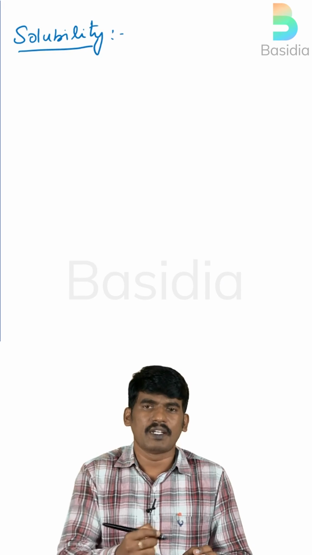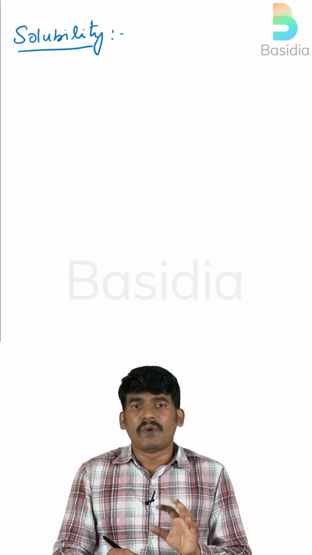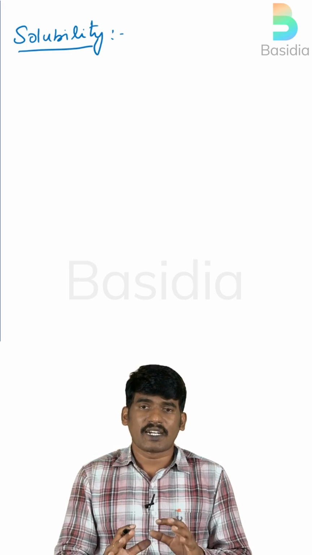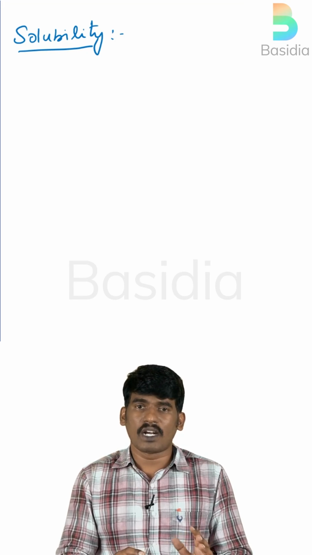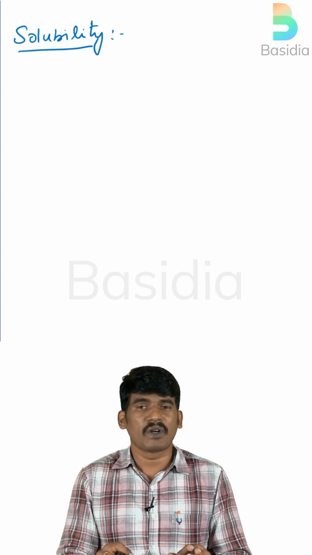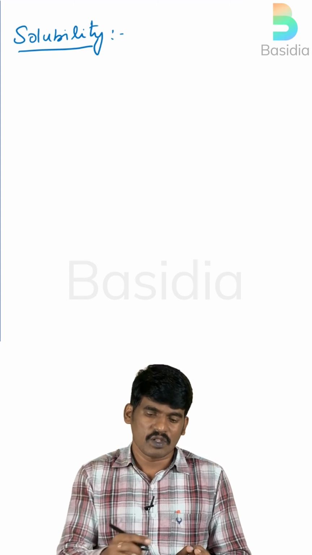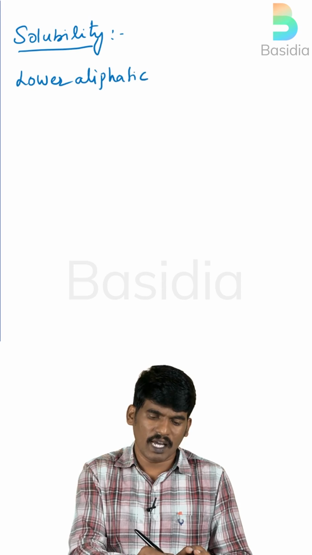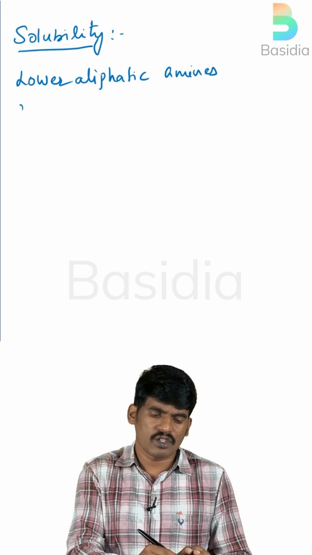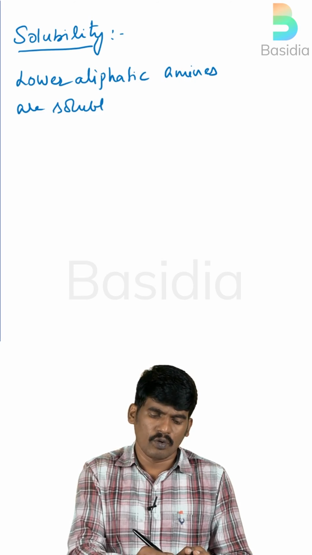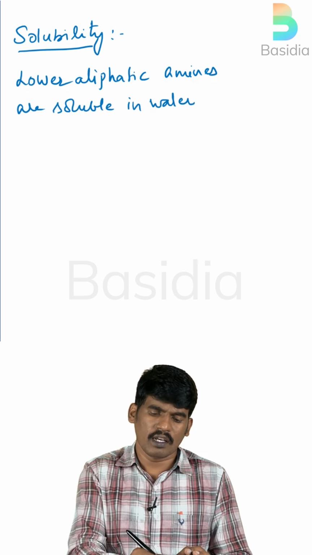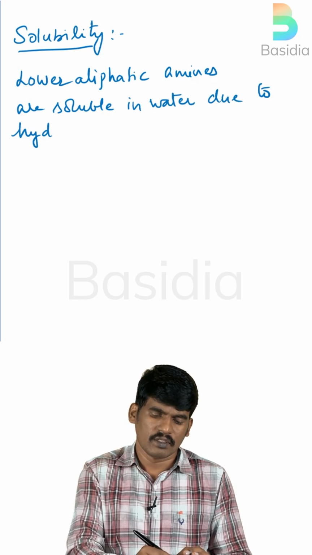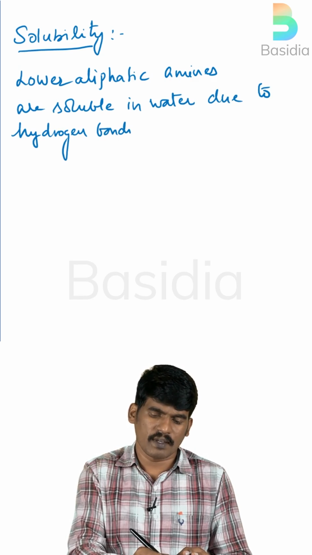Organic compounds, being covalent, are generally insoluble in water. But certain organic compounds, though they are covalent, can be soluble in water. That is possible because of hydrogen bonding. So I can say lower aliphatic amines are soluble in water due to hydrogen bonding.